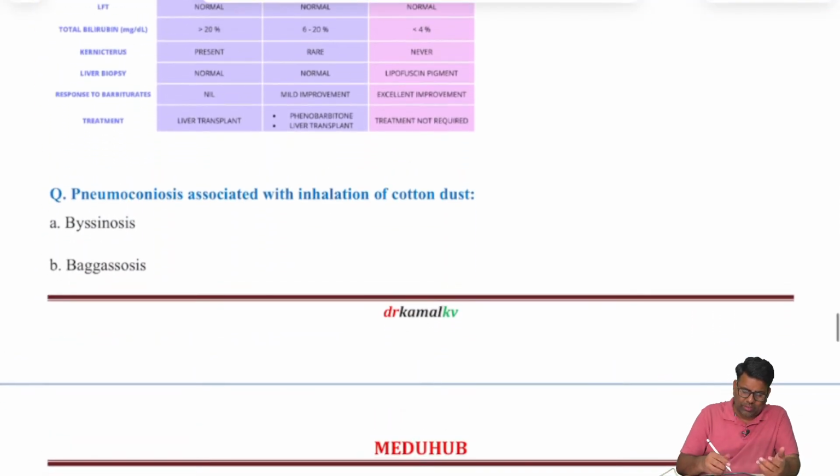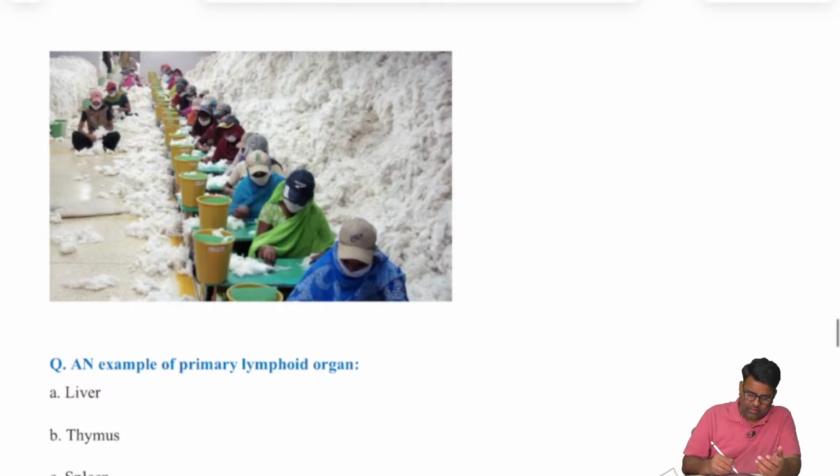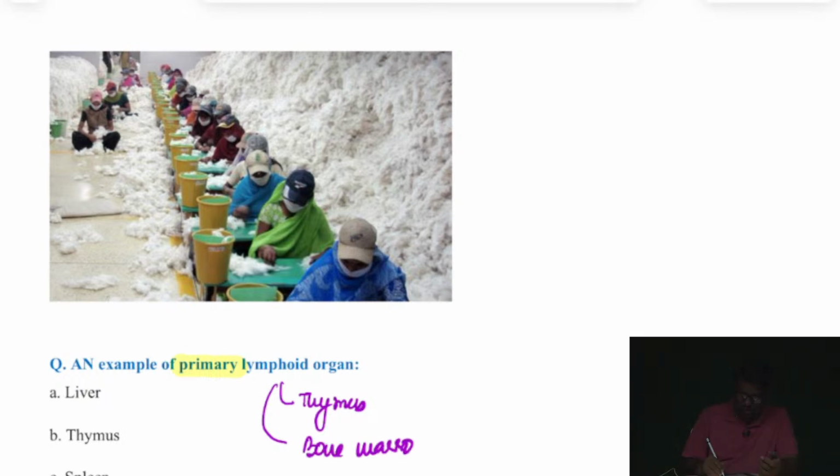Now, pneumoconiosis, which is because of inhalation of cotton dust. I think most of you can answer. This is byssinosis. So, cotton dust. Then, primary lymphoid organ. We have already discussed this. So, primary lymphoid organs, you need to remember only two. One is thymus, and the other is bone marrow. Need to remember only two.